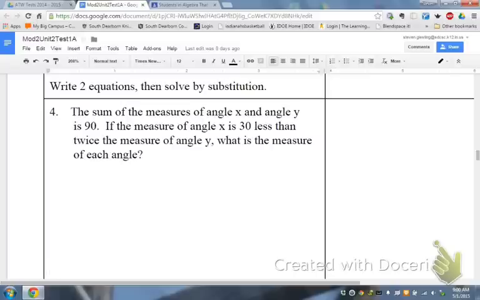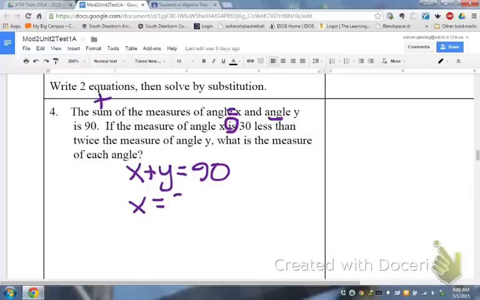Question 4, again, we have to write our own systems of equations here. The sum, and we should all know that sum means addition, of the measures of angle x and y is 90. x plus y equals 90. Now the second equation is what was tripping us up a little bit. The measure of x is, and "is" always means equals, 30 less than, that means subtract, twice the measure of angle y. So x equals 2y minus 30.